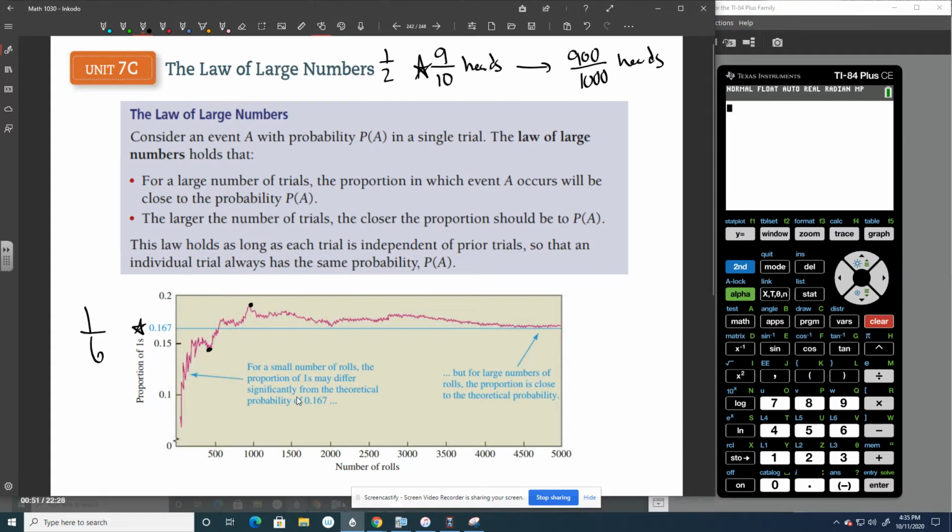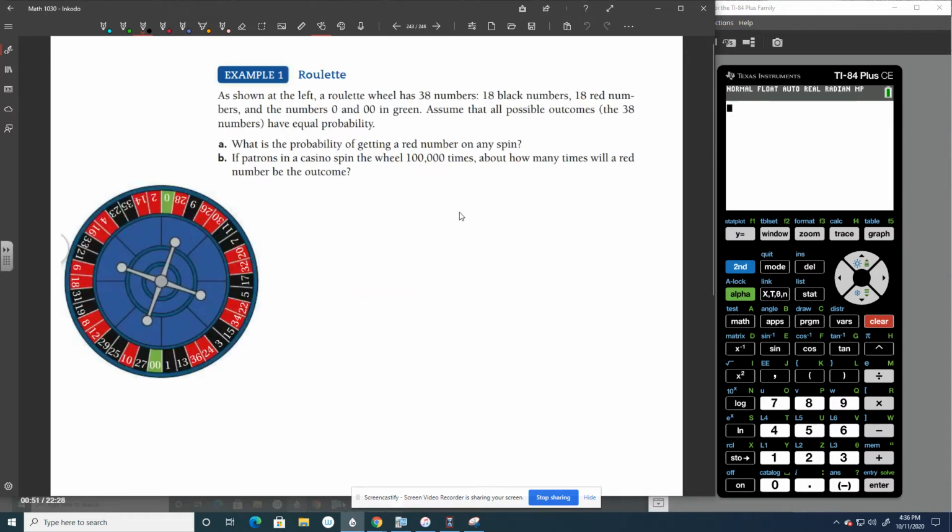But as the rolls go, if you look right here, we're kind of bouncing around a whole bunch. But as we get bigger and bigger, once we start getting to 2,000 rolls, 3,000 rolls, 4,000, 5,000, look at how much closer I'm getting to my expected probability. I'm getting closer and closer and closer the more trials that I do, okay? So how that works in our math class.